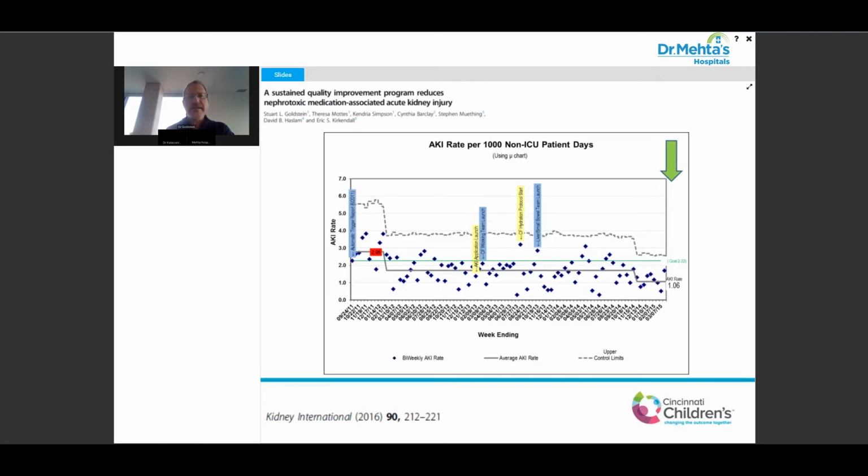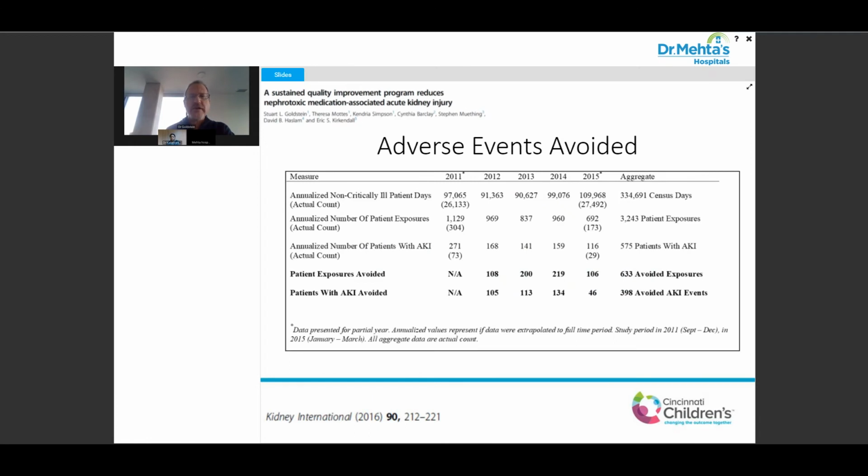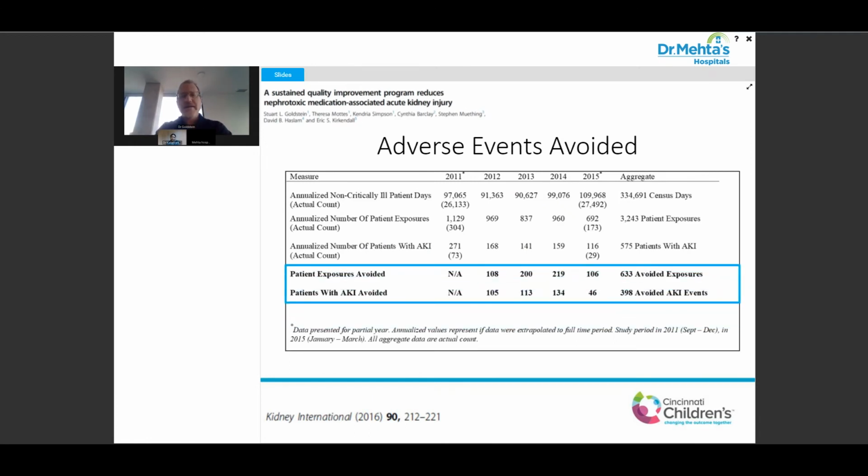And when we looked at the AKI rate over that period of time, we were able to decrease nephrotoxic medication AKI by 62% over 3.5 years. And if we look at how much AKI and exposure we avoided, remember, I never told anybody they couldn't use any nephrotoxin. I just wanted them to follow creatinine. We avoided in 3.5 years 633 exposures and close to 400 AKI events, just by paying attention and being thoughtful about the nephrotoxic medications we were giving.